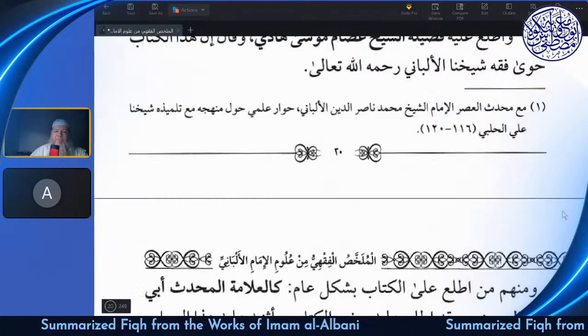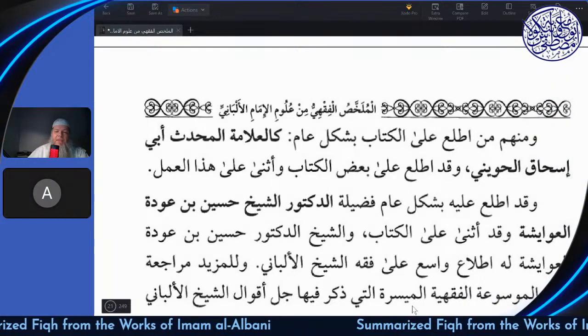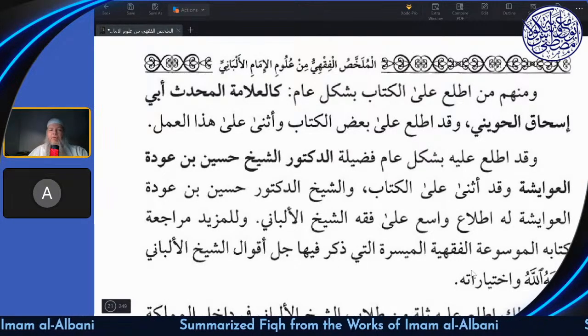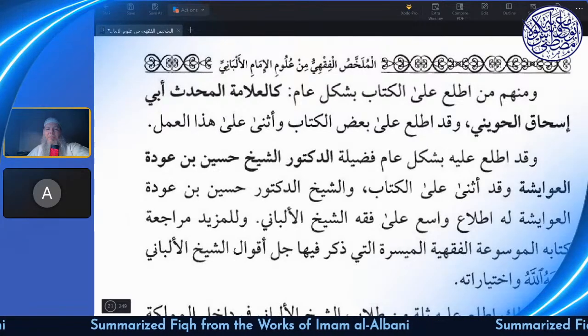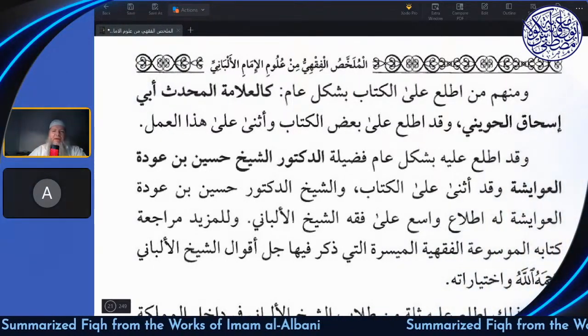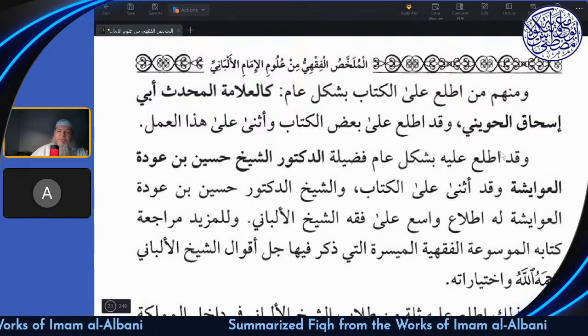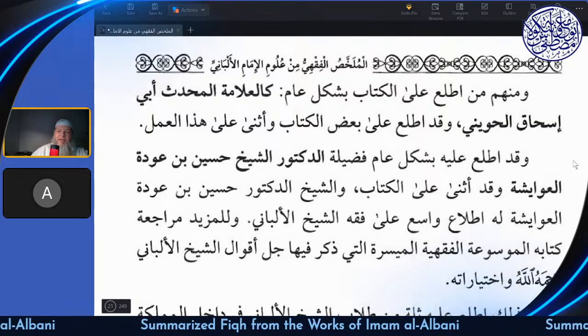rahimahullah ta'ala. So when we see that a number of people have reviewed this book and all of them are praising it, it shows us the reason why, inshallah, I chose this book and why it's important for us to read it and study it.